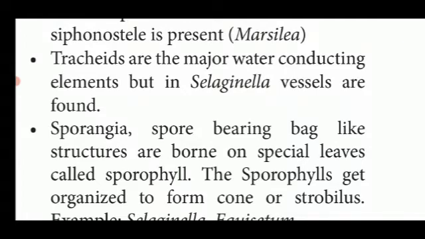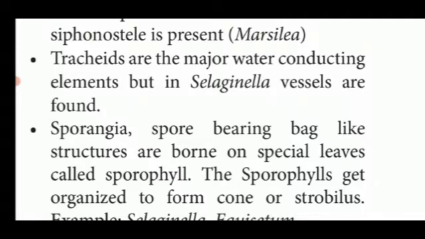Tracheids. In pteridophytes, the tracheids are the major conducting elements of a xylem. The xylem consists of 4 different types of conducting elements: tracheids, vessels, xylem parenchyma and xylem fibers.